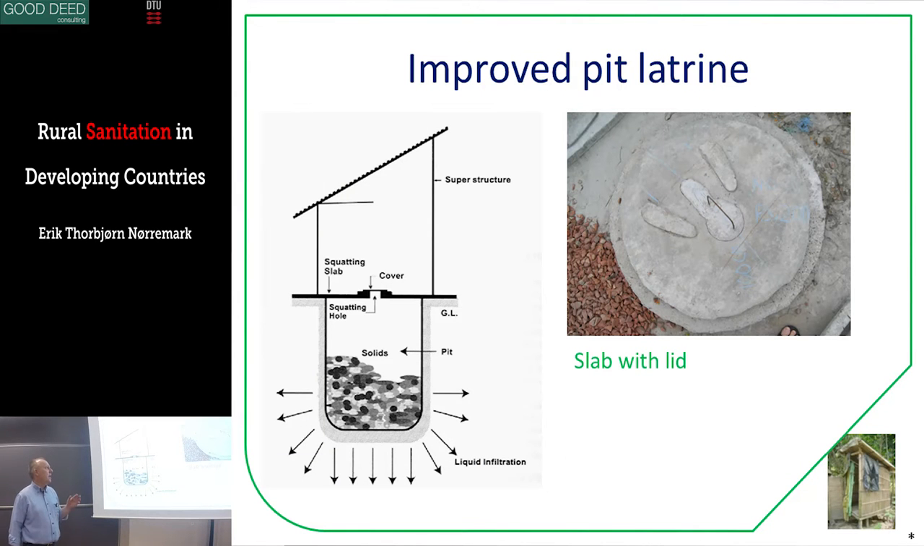Now, you could go in and improve it by using a concrete slab for cover. And then you can put in a lid, and that will reduce the number of flies getting in, putting eggs there. It will not eliminate it, but it will reduce. You have a detail with the feet. It's a small elevated template for where to put your feet. So when you put your feet there, depending on whether you're a big or small person, you just put the heels where it indicates the heels. And then when you squat down, you will hit right in the bullseye.